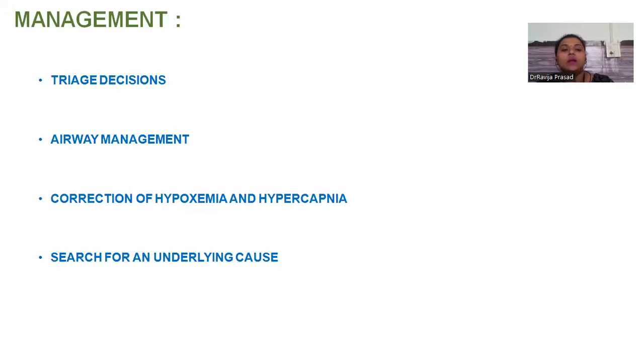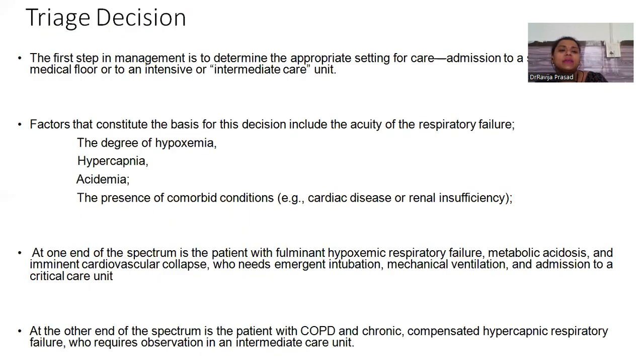Okay. Now, what is the management? That is TRICE decision, airway management, correction of hypoxemia and hypercapnia, and search for the underlying cause. This is how you do the management step by step in a respiratory patient. What is the TRICE decision? The first step in management is to determine the appropriate setting for care, admission, to start the medical management.